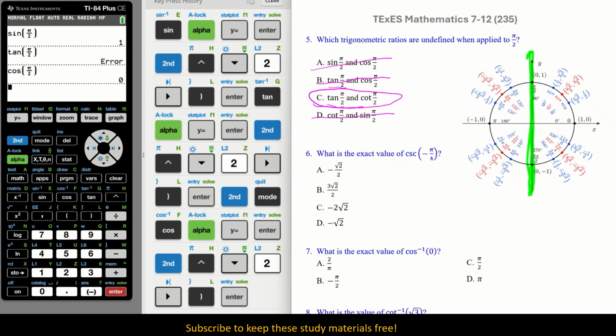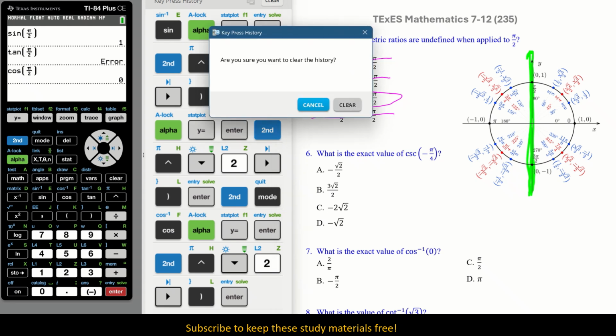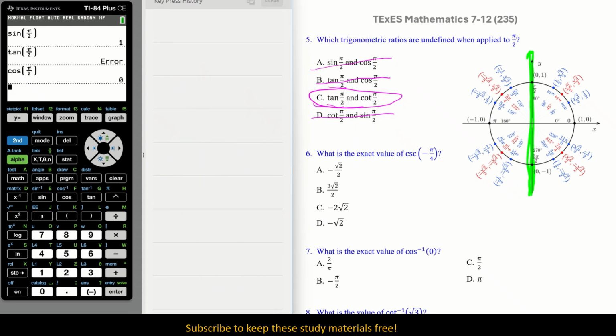What is the exact value of cosecant of negative pi over 4? Sorry about that. Okay, so obviously that's not on our calculator. So let me clear out my buttons. Okay, remember you can always rewind to get those. Okay, so for this situation, you're actually going to have to remember that cosecant would be the reciprocal of sine. So this would be equal to 1 over sine of theta.